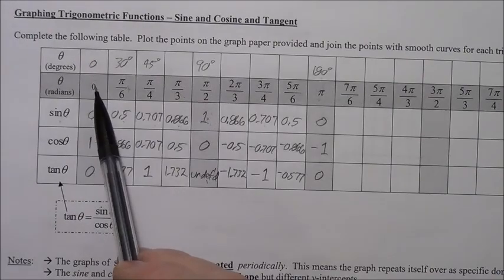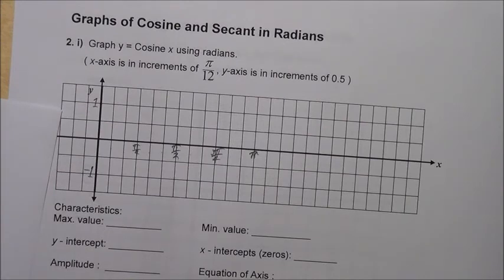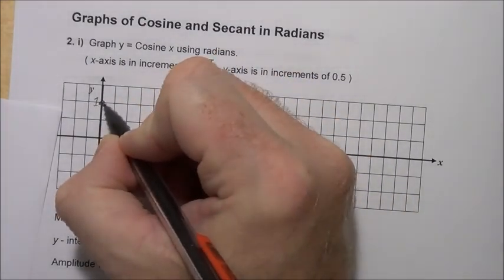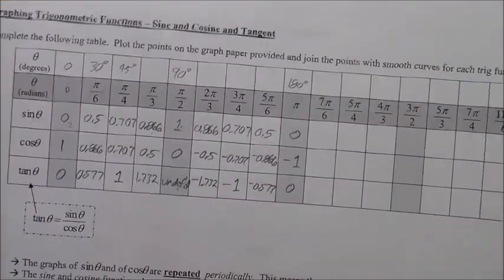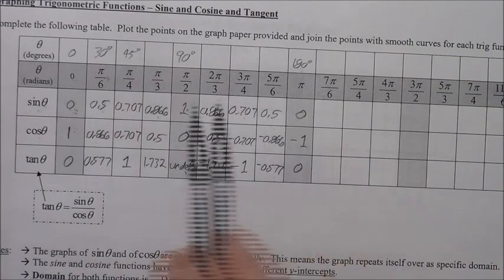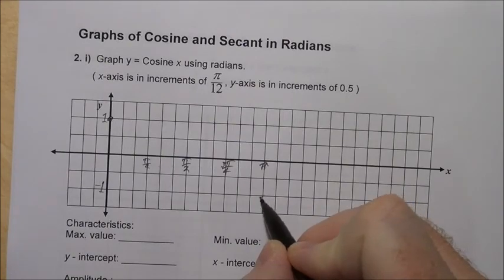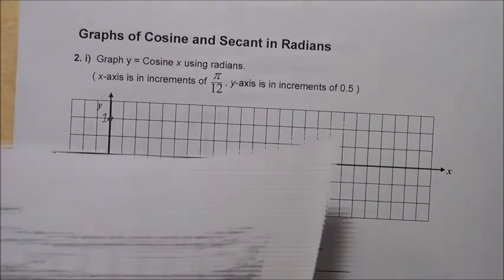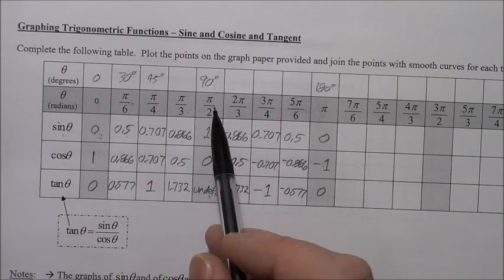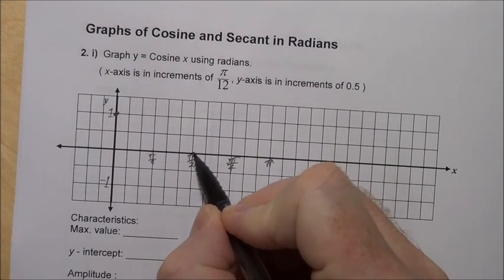When the angle is 0, cosine theta is 1. So in this case, instead of starting at 0, we're going to be starting at the vertical value of 1. And so that's going to go here. And then we continue along here. Now, when theta is pi, cosine theta is -1. So that's going to be down here. Okay, and then when the angle is pi by 2, cosine is 0. So we're just going to plot that point there.